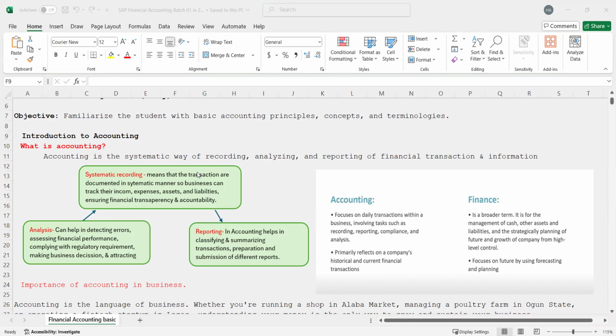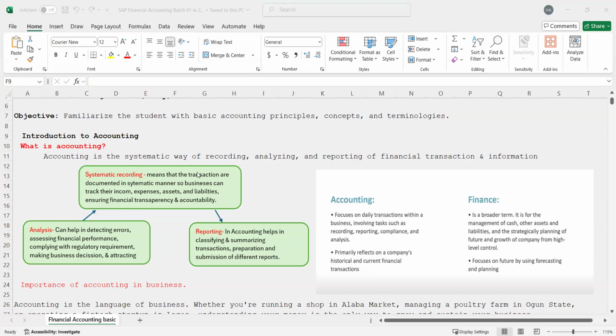And when we say analysis, what we mean is that you need to check if your transactions have some errors, or maybe the accounts are not actually balancing. So you have to detect errors, give a form of financial performance and comply with regulatory requirements. And when we say reporting, in accounting, reporting helps in classifying and summarizing transactions, and preparation and submission of different reports. That's what reporting means.